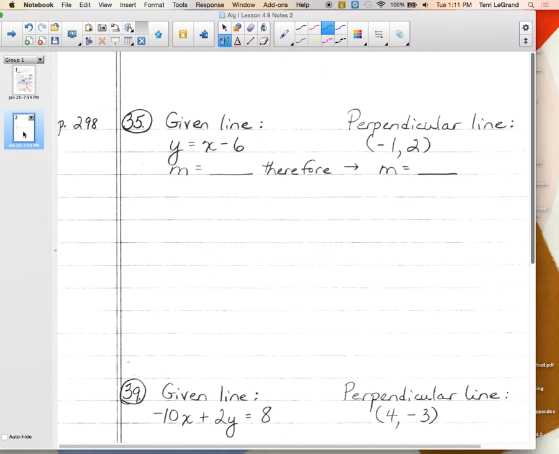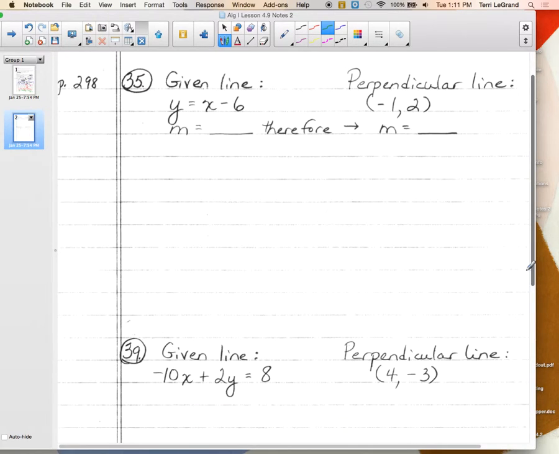Slope has to be -1. No, the product of their slopes has to be, right? So we're going to start thinking in terms of, you know what, I just got to make sure I take the slope of the given line, use the reciprocal and make it its opposite for the other one. So here's our given line. What's its slope? 1.